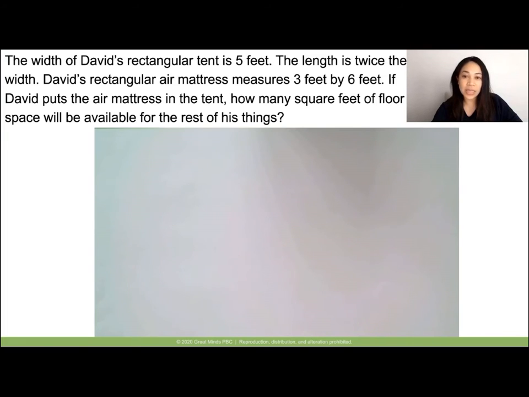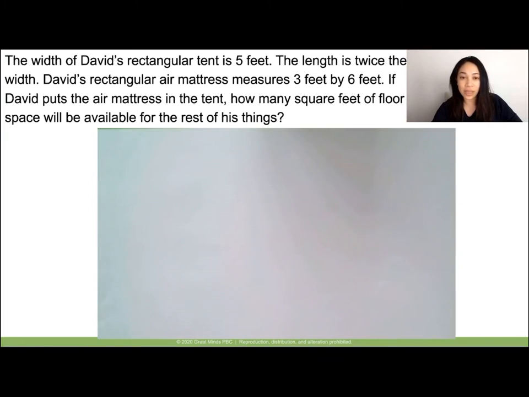We know that David's rectangular tent is 5 feet. We know that the length is twice its width. We also know that David has an air mattress and its dimensions are 3 feet by 6 feet. And we know that he puts this air mattress inside of his tent.